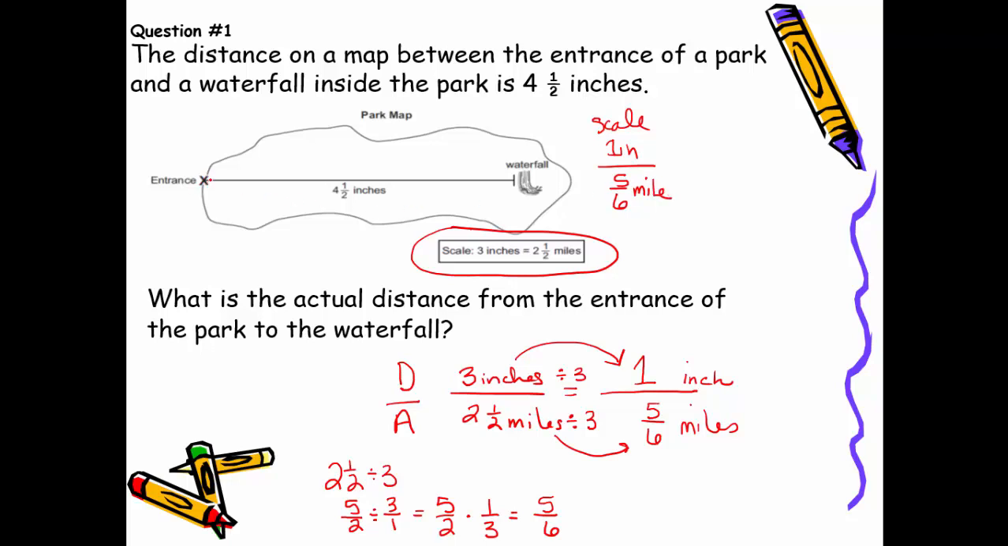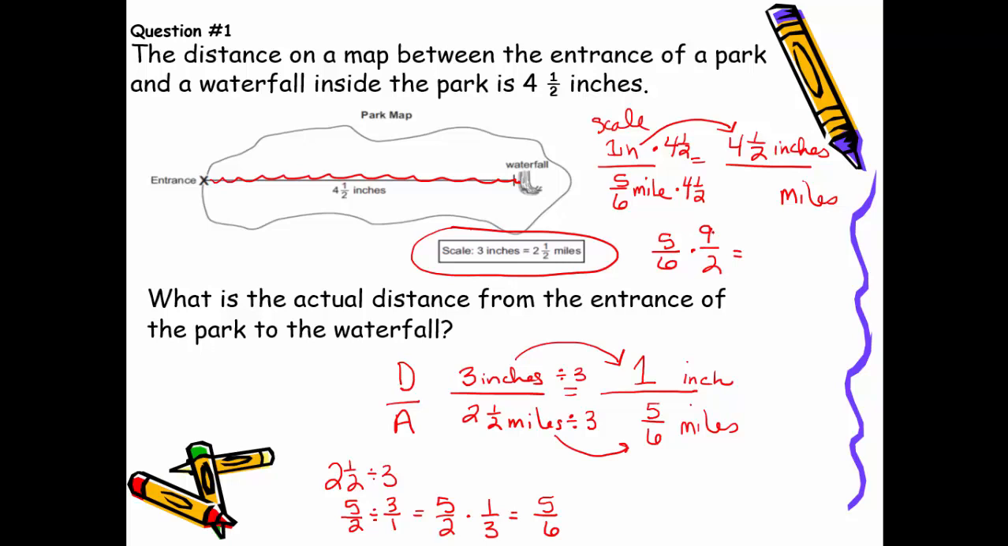I look back at the picture, I'm like, okay, the distance they give me on the drawing is 4.5 inches. And I want to know how many miles that'll be. So I'm like, oh, it's equivalent ratio. How do I get from 1 to 4.5? I multiply by 4.5. I'm going to multiply the numerator by 4.5. I also multiply the denominator by 4.5. That's 5/6 times 9 halves. 5 times 9 is 45. 6 times 2 is 12. That's 45/12 of a mile.